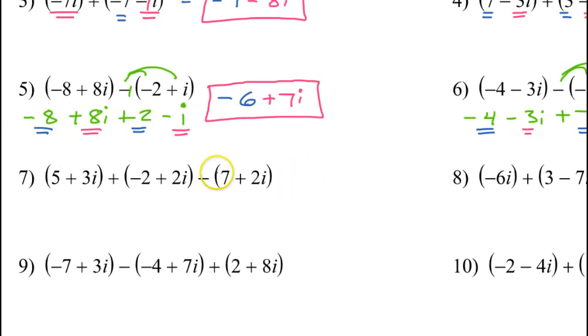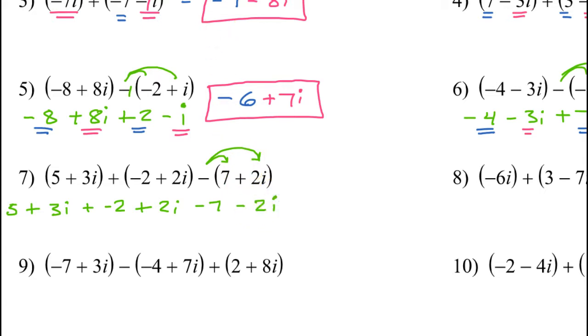Whoa, okay, we have all these terms here going on. So I just have to be careful because I do have subtraction here. This is going to have to be distributed. Alright, everything else is going to stay the same. So I'm going to have 5 plus 3i plus negative 2, alright, that's not changing, plus 2i. And now I'm distributing, so I'm going to have minus 7 minus 2i.